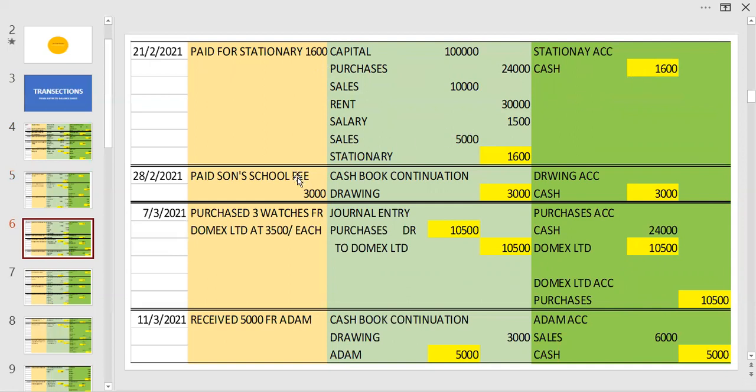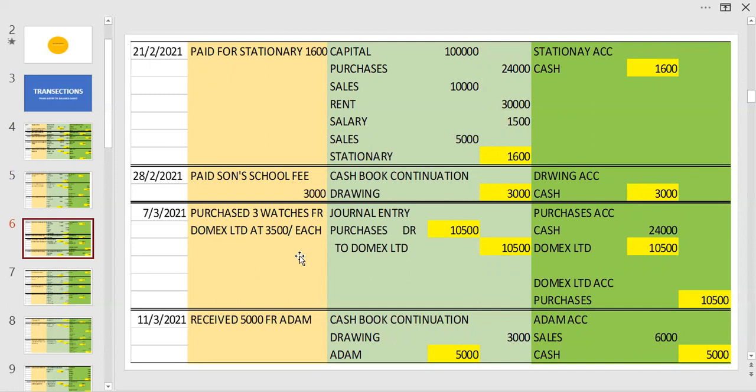Paid son school fee 3,000. According to the business entity concept, this is not a business transaction. This is a personal transaction. Owner is different from business transaction. Therefore, instead of posting this to a school fee account, it is posted to a drawing account of the owner. Cash credit 3,000, drawing account debit 3,000.